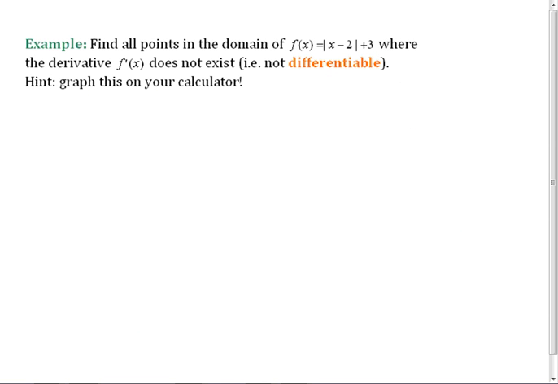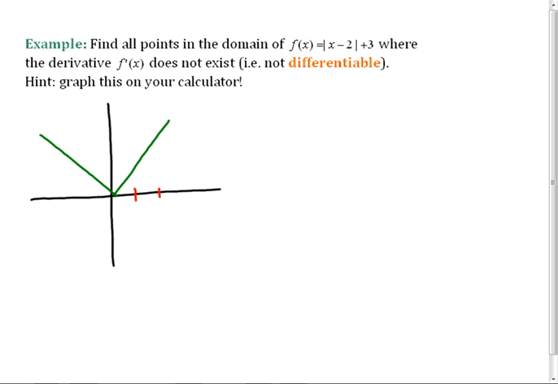So find all your points in the domain where the derivative does not exist. And I said, graph it on your calculator. I'm not even going to graph it on my calculator. We know what this looks like, don't we? Well, what's the parent function? What's the first function we're dealing with? Absolute value, right? Okay. What does the x minus 2 do to that function? Shifts it to the right.